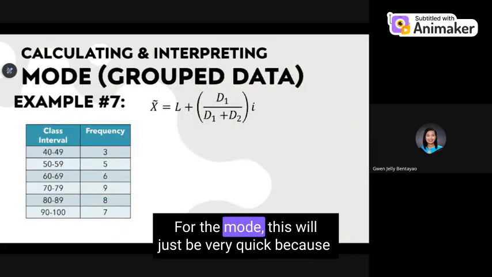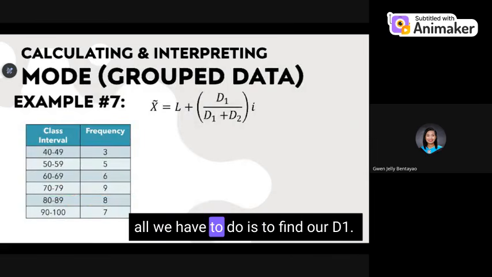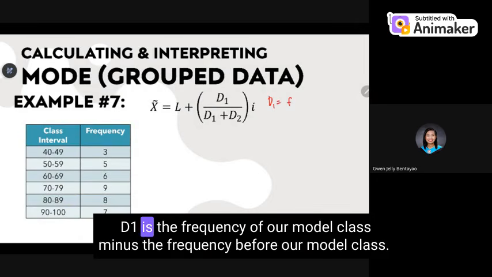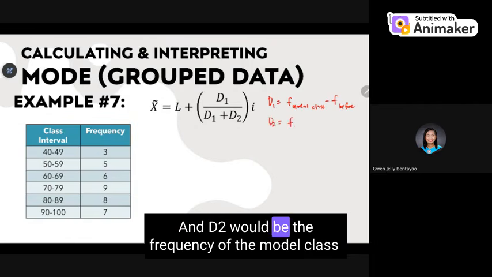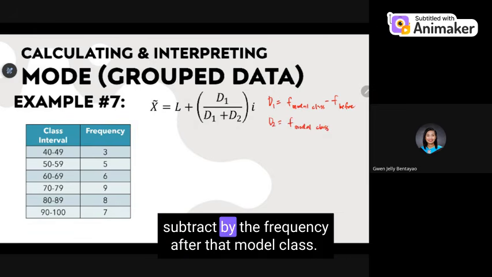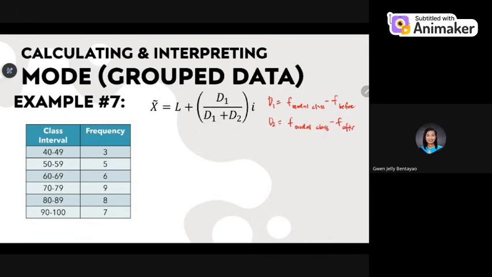For the mode, this will be very quick because all we have to do is find our D1 and D2. D1 is the frequency of our modal class minus the frequency before our modal class. And D2 would be the frequency of the modal class subtracted by the frequency after that modal class.